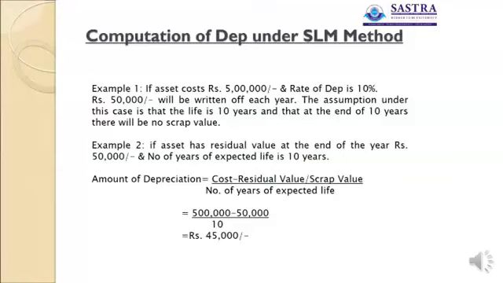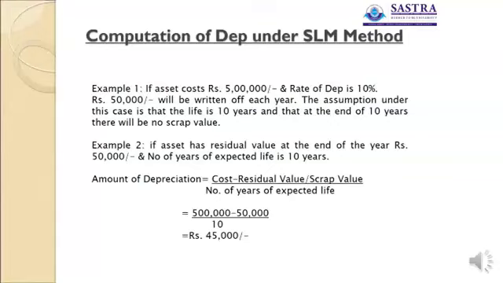Computation of depreciation under straight line method, example. If the asset cost is 5 lakhs and the rate of depreciation is 10%, 50,000 will be written off each year. The assumption under this case is that the life is 10 years and that at the end of 10 years there will be no scrap.